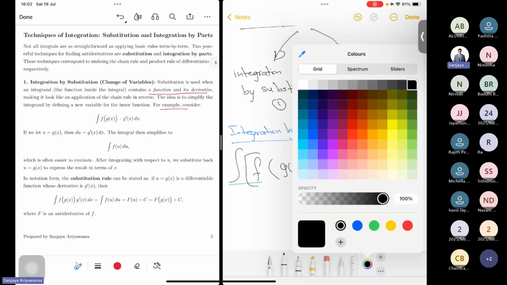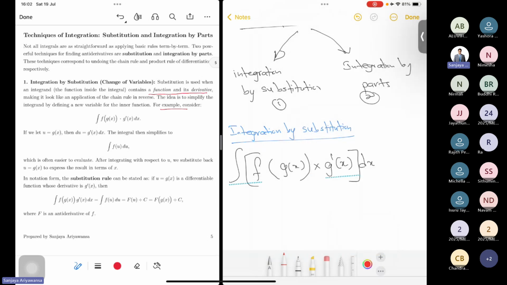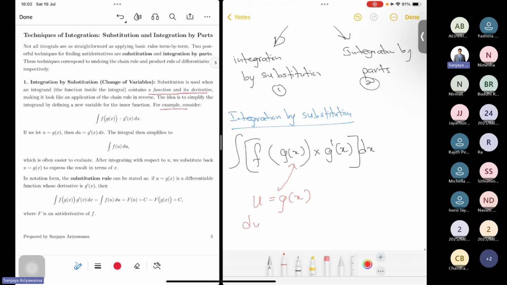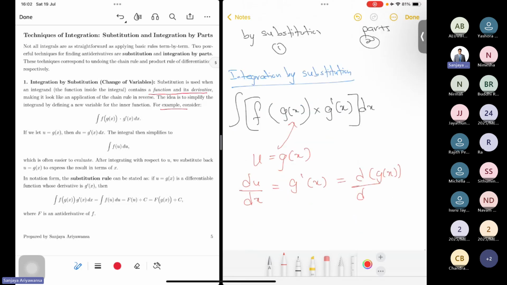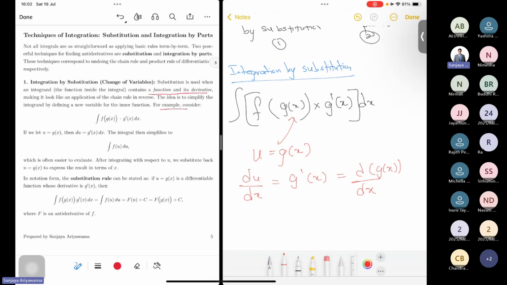So in such a case, when you see something like this, what you would do is, integration by substitution, you take, let's say, simply u as g(x), right? Then you know, if you were to differentiate u with respect to x, you get g prime x, or in other words, you differentiate your function g(x) with respect to x, right? And then you see here du equals g prime x dx. I simply took the dx to this side, okay?